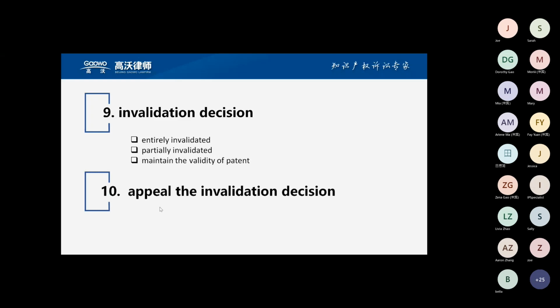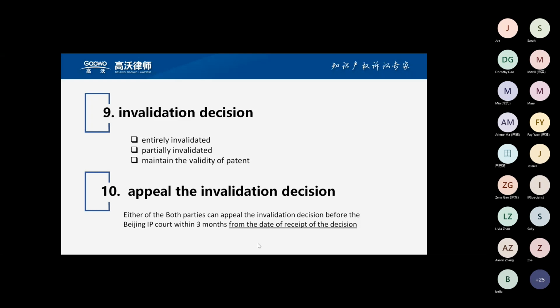So next, if either of the parties disagrees with the invalidation decision, you can file an appeal. You can appeal the invalidation decision before the Beijing IP court within 3 months from the date of receipt of the decision. Please bear in mind, it's from the date of receipt of the decision.